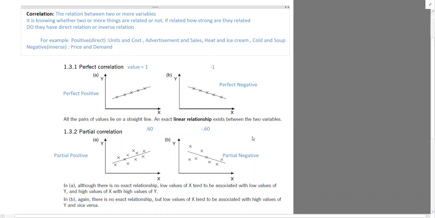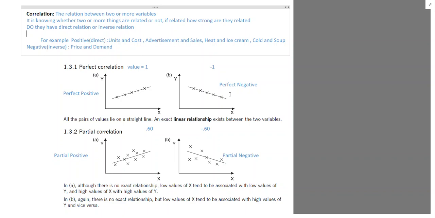Correlation could be positive or it could be negative. So this is the first thing we need to understand. Something could have a positive correlation, which means when it increases, another thing increases with it. Let's say we want to know the relationship between advertisement and sales. When advertisement increases, sales will usually increase with it. So there is a positive correlation.